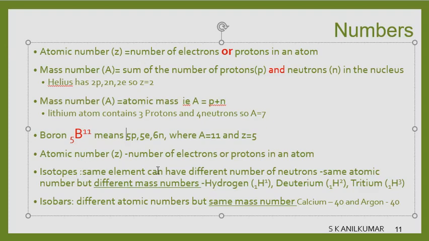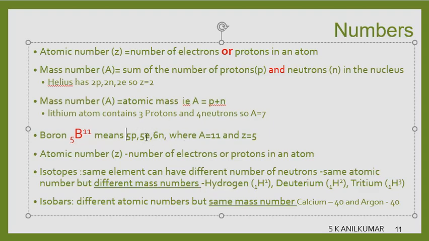Isotopes. Some elements can have different numbers of neutrons. Same elements can have different numbers of neutrons. That means what? Boron has 6 neutrons, not 5 neutrons. Then there can be another atom of the same element with 5 or 7 neutrons, and both are called by the same name. For example, deuterium, tritium, hydrogen have different mass numbers. Why? The number of neutrons keeps changing.